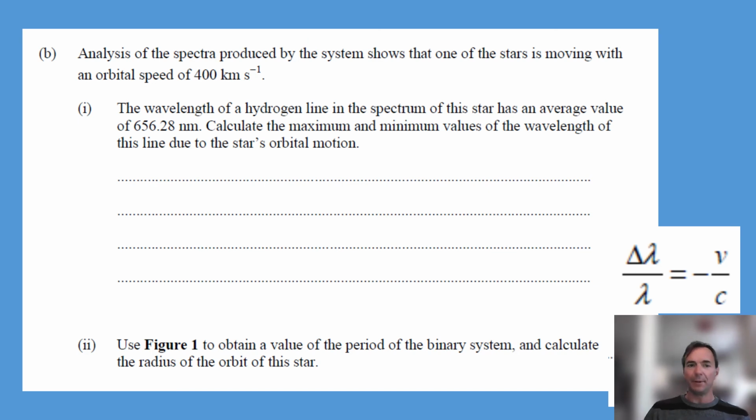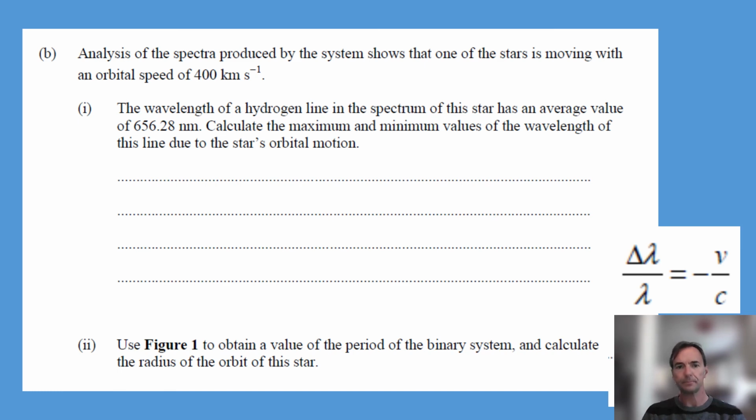Okay, and then here we go. Analysis of the spectrum of the system shows that one star is moving with an orbital speed of 400 kilometers per second. The wavelength of the hydrogen line, so this is the emission line of the spectrum of stars, has an average value, so that's the middle. Recognize that number.